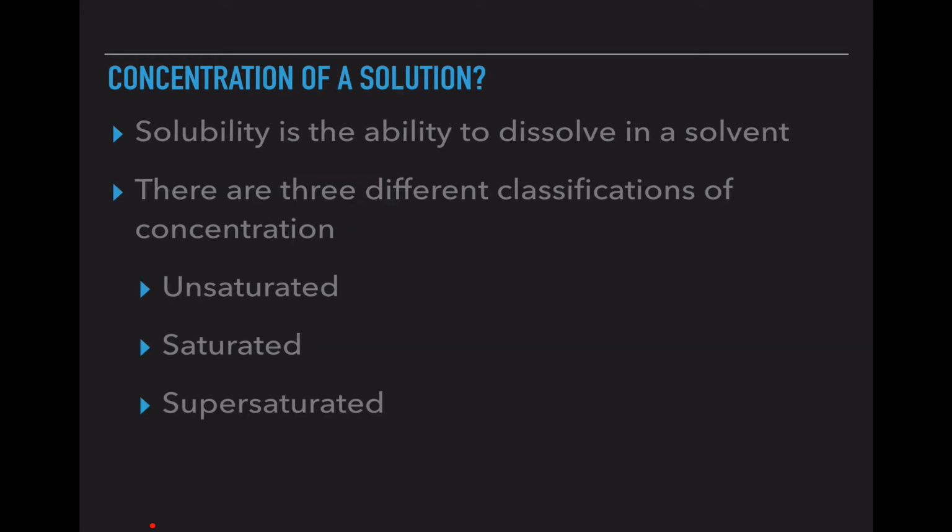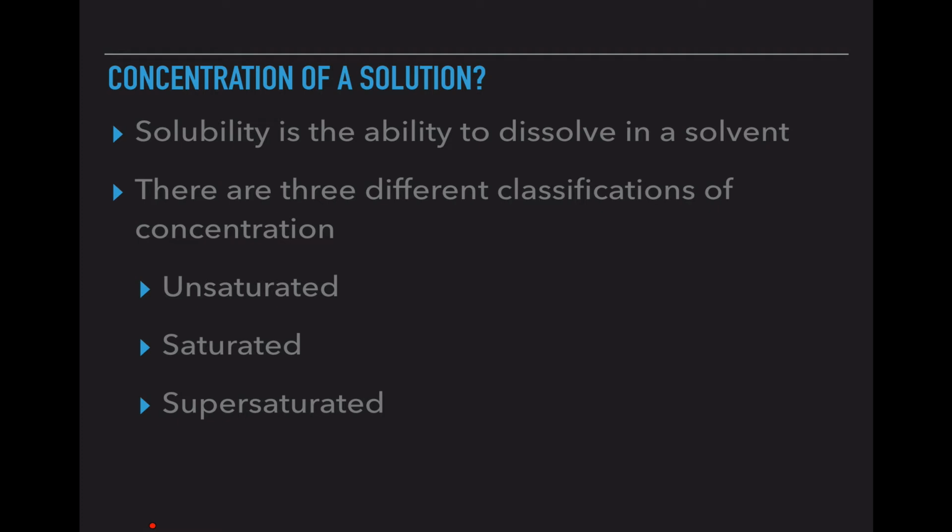When it comes to solutions, there are a few more words that we need to know. The first one is solubility. And solubility is simply the ability to dissolve in a solvent. So whether that's sodium chloride or table salt dissolving in water, or carbon dioxide dissolving in air, it is the ability to dissolve. So for example, oil and water is not soluble. The oil will not dissolve in water, it will not disappear, it will always separate.